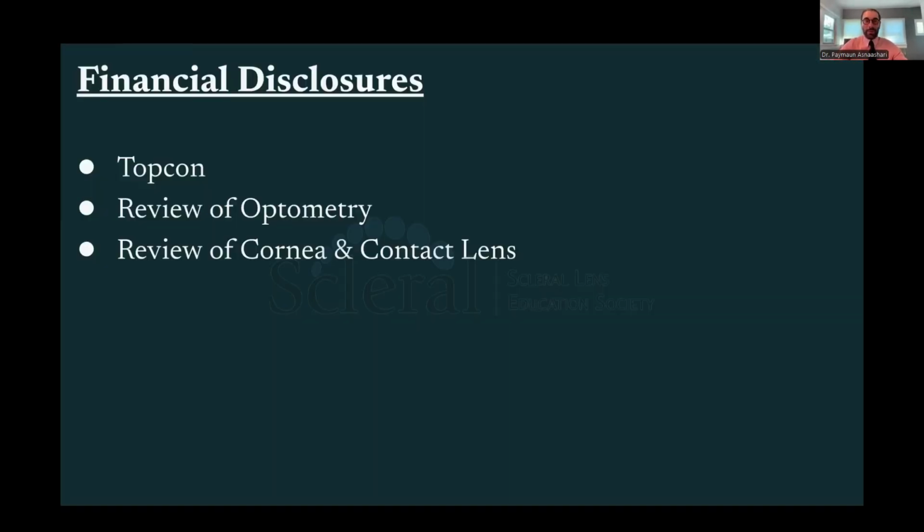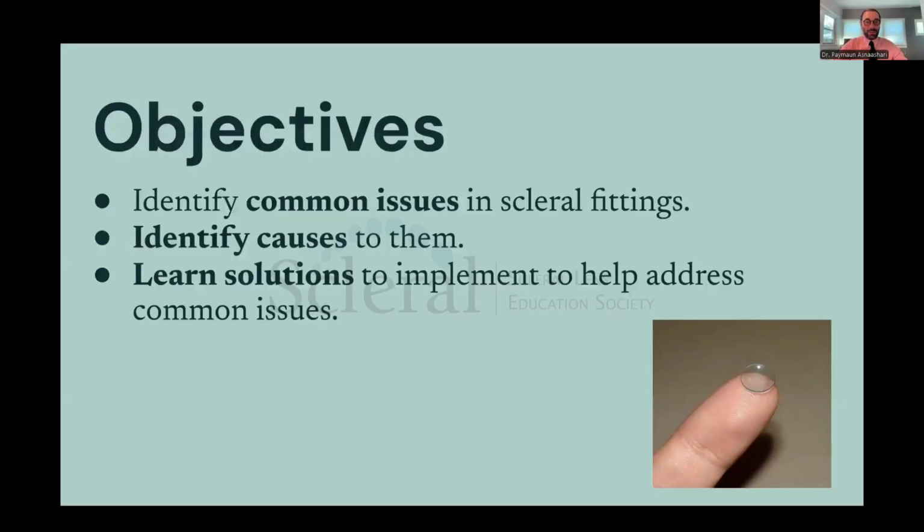Then I'm going to first open the slide here with just some objectives for this talk. Three main objectives: we're going to identify some common issues with scleral lens fittings, identify causes for them, and hopefully learn some solutions to implement to help address these common issues.